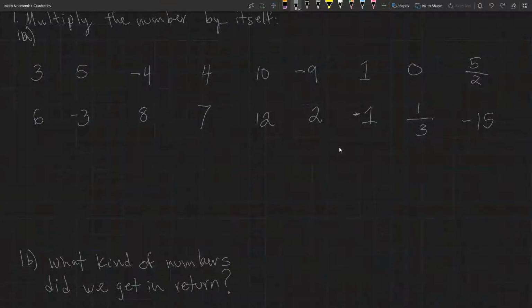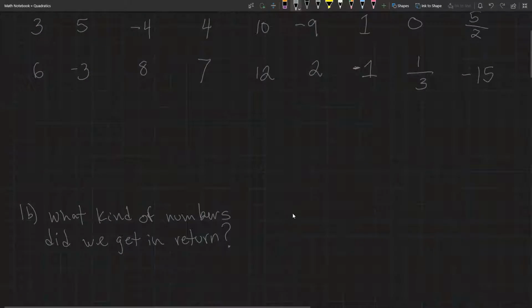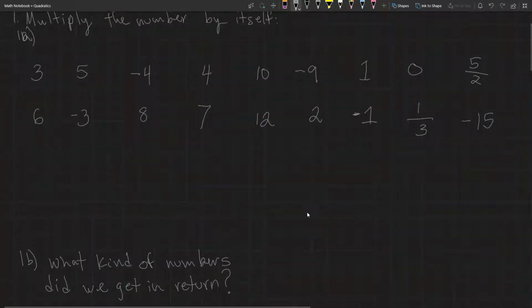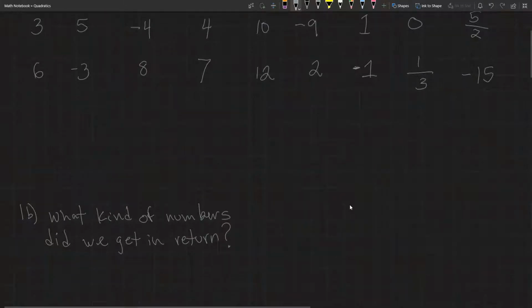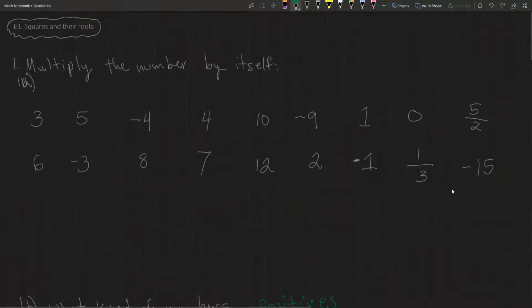When we squared a negative type of number, we always got what type of number in return? A positive number. And when we square a positive like 10 or 12 or 7 and 4, what kind of number did we get in return? We got positive. Did we ever get a negative number in return? So that's what I want you to think about. What kind of numbers did we get in return? For sure, we got a positive number. So I'm going to write the answer in green for this one right here. We got positive type of numbers for sure. We get positives.